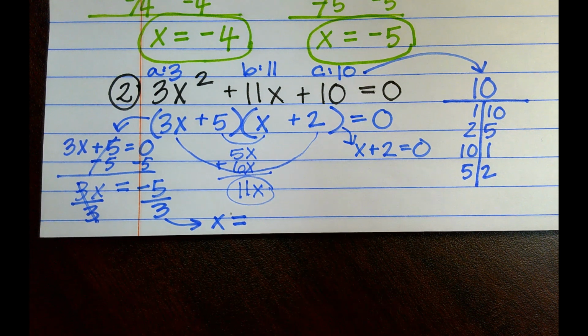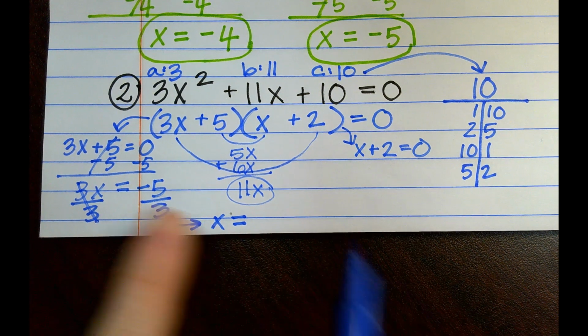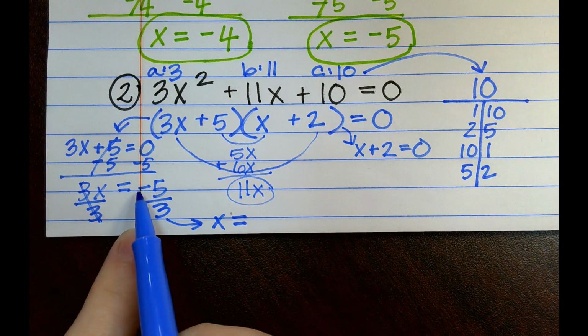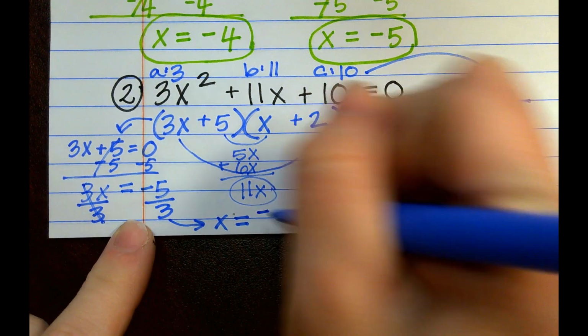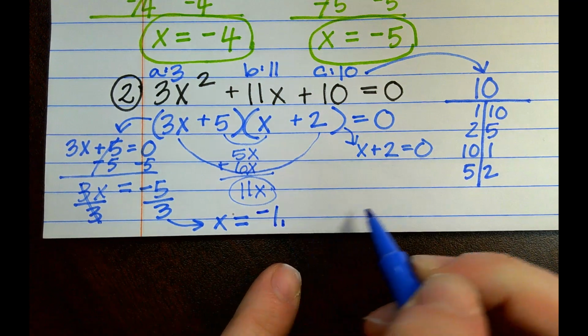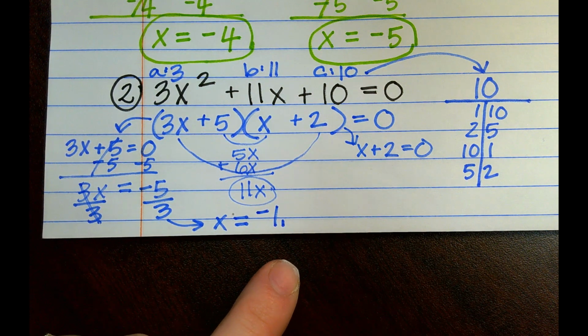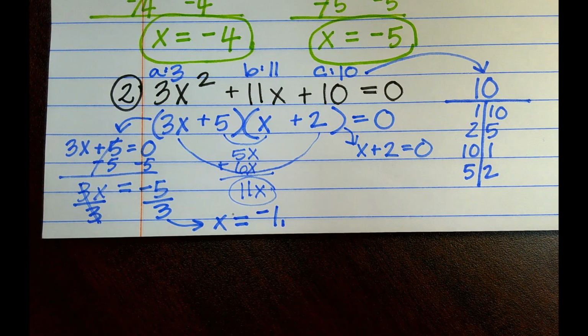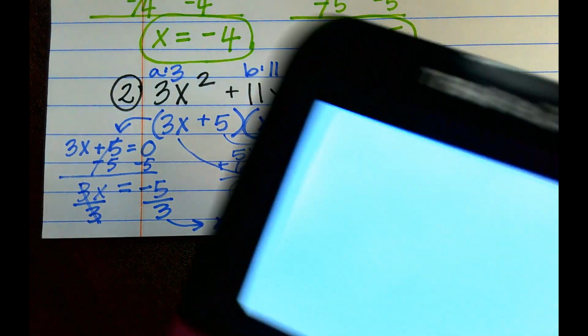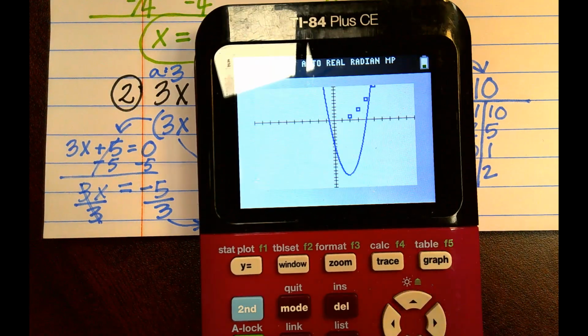But if you like decimals, that's what it is. When you do negative 5 divided by 3 on your calculator, you will also get negative 1.66666, repeating, and then a 7. So what the calculator is doing there is rounding up the last decimal. Let me get my calculator. Okay, here we go. So I'm going to type that in.